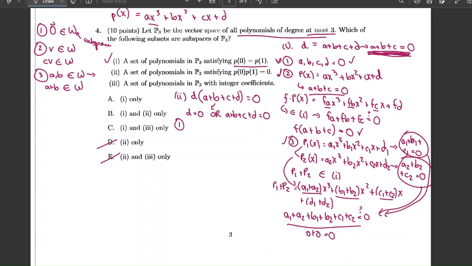And first we test if the 0 vector is in the subset. So when a, b, c, d are all equal to 0, this equation is satisfied because, right, a plus b plus c plus d would just be 0, so 0 times whatever is just 0.